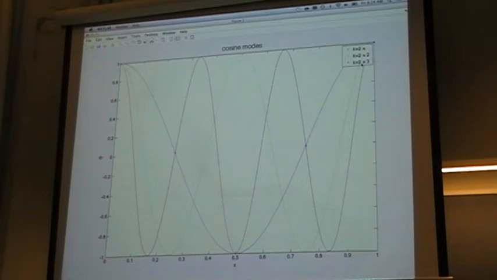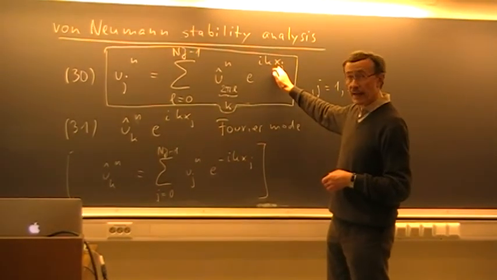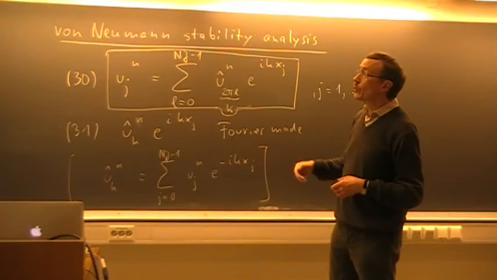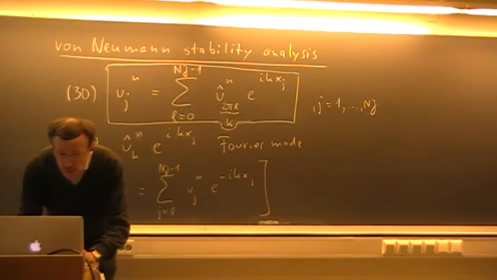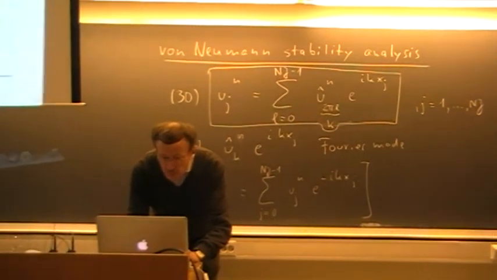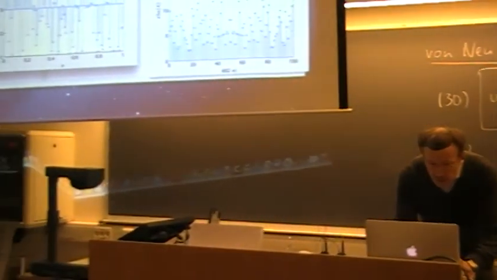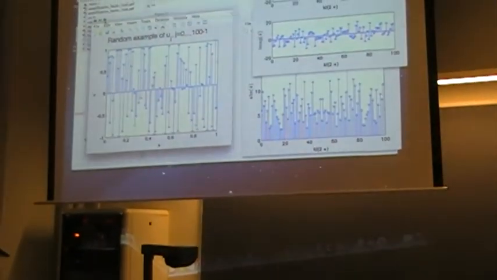So there you see what they look like, and this is the real part. That is the real part of e to the ikx. The imaginary part would be the sine. So that is one thing. And the other thing that I want to show you is an example.